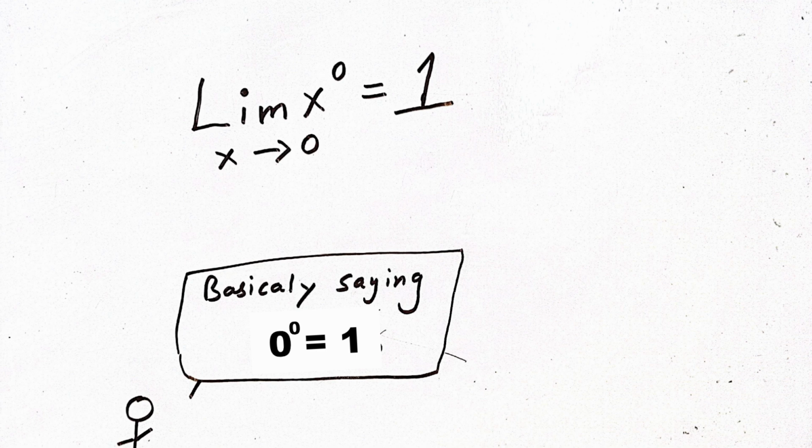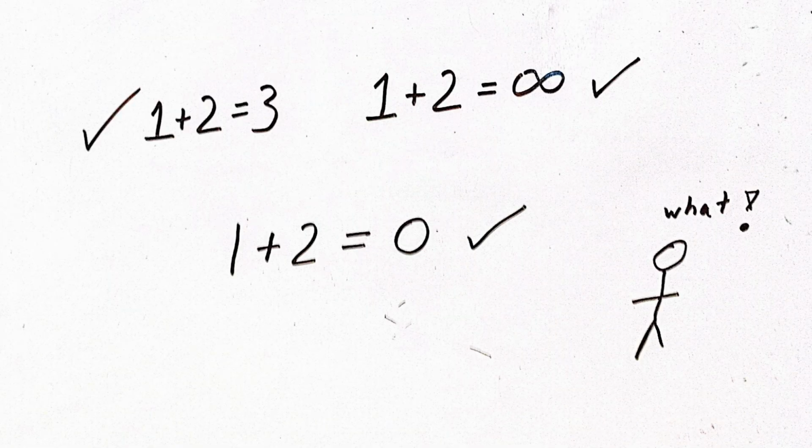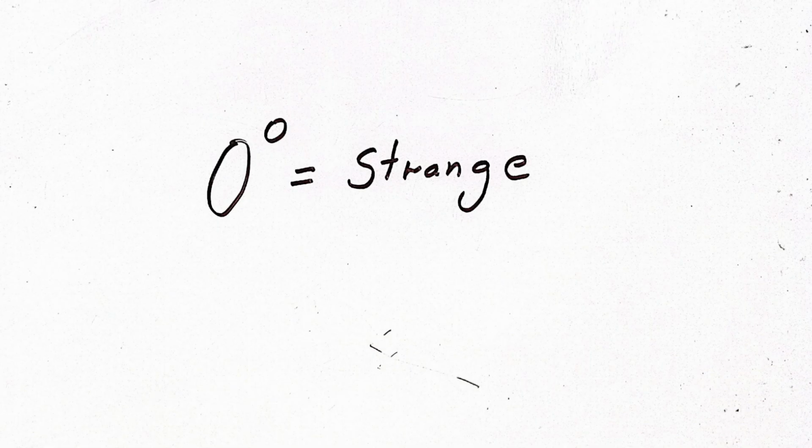Now you have three different answers for the same thing, which is the most weird thing about maths. You can get the idea of how crazy it is by this: imagine if 1 plus 2 equals 3, but also 1 plus 2 equals infinity, and 1 plus 2 also equals 0 at the same time, and they were all mathematically valid and correct. Math does not behave like this. That is why 0 to the power 0 is the most strange number in all of mathematics.